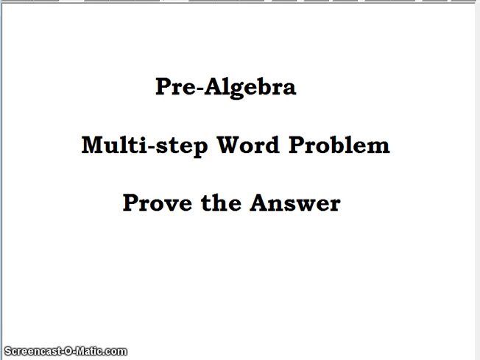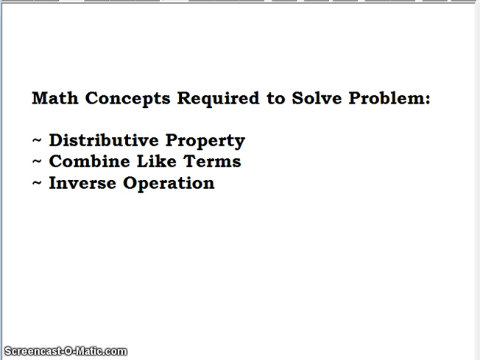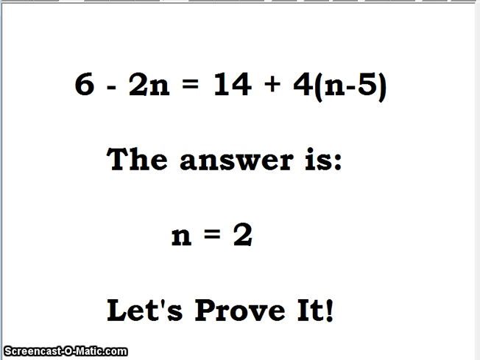problem. The answer will be provided, and we're going to prove that that answer is correct. The math concepts required to solve this problem are the distributive property, combining like terms, and also the inverse operation. The equation is 6 minus 2n is equal to 14 plus 4 times, in parentheses, n minus 5. The answer is n is equal to 2. Let's prove it.